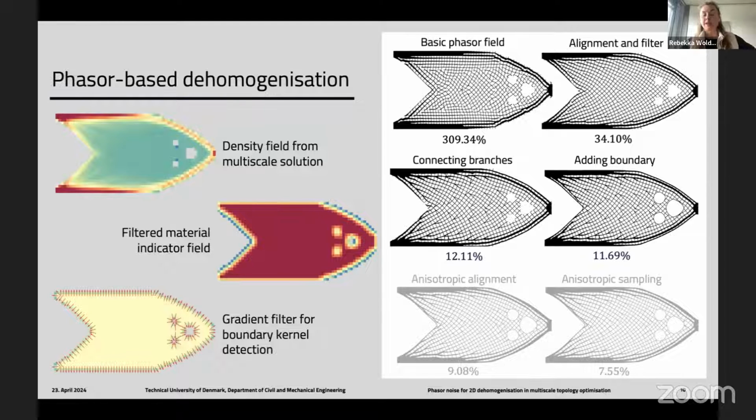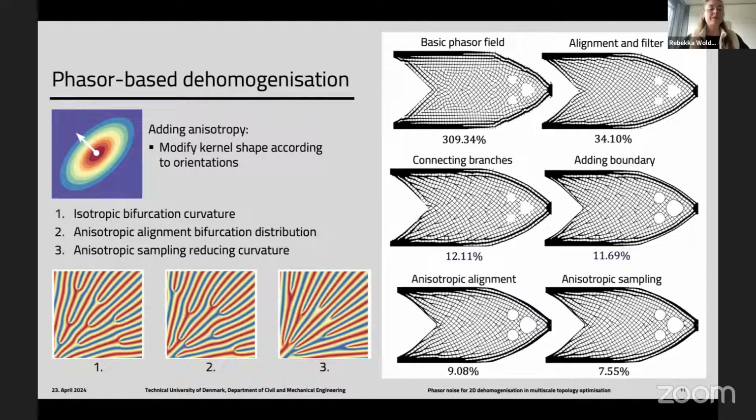The second improvement introduced is the addition of a structural boundary, which is also based on phasor concepts, and is generated by placing phasor kernels along the boundary of the multiscale material indicator field. And these kernels can then be assigned orientations based on the gradients of this indicator field, such that you can sample sort of a wave covering around the boundary of the structure that can be transformed and thresholded similarly to a lamination layer.